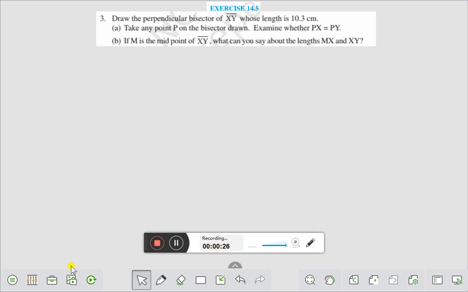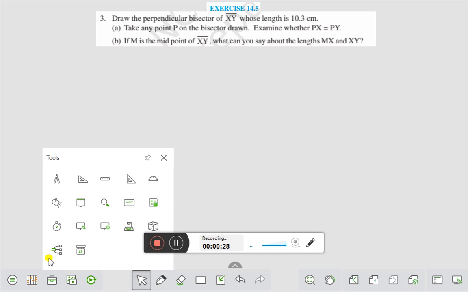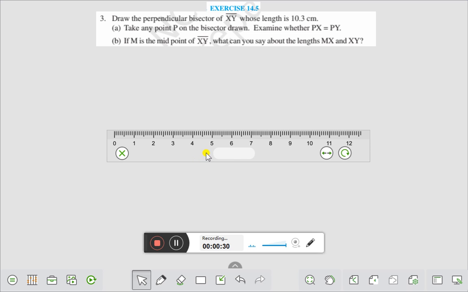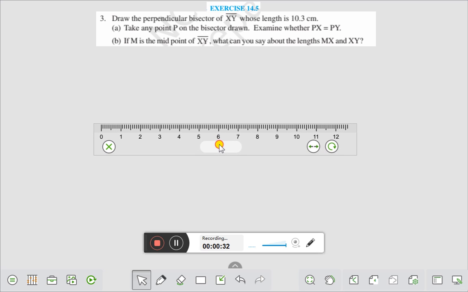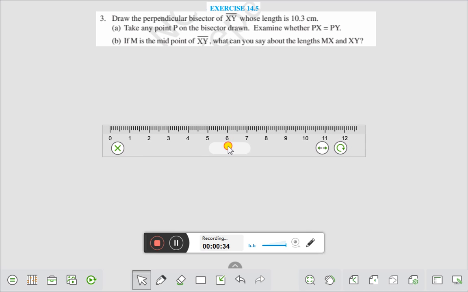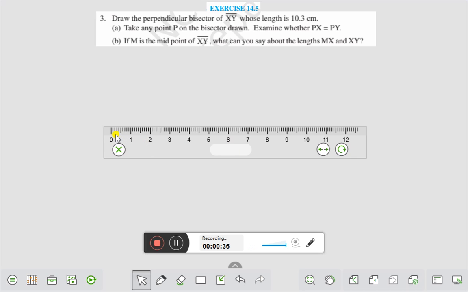First of all, let us take a ruler. Here we are taking a ruler, right? And after that, we have to draw a line whose length is 10.3 centimeter. Let us draw a line whose length is 10.3 centimeter.